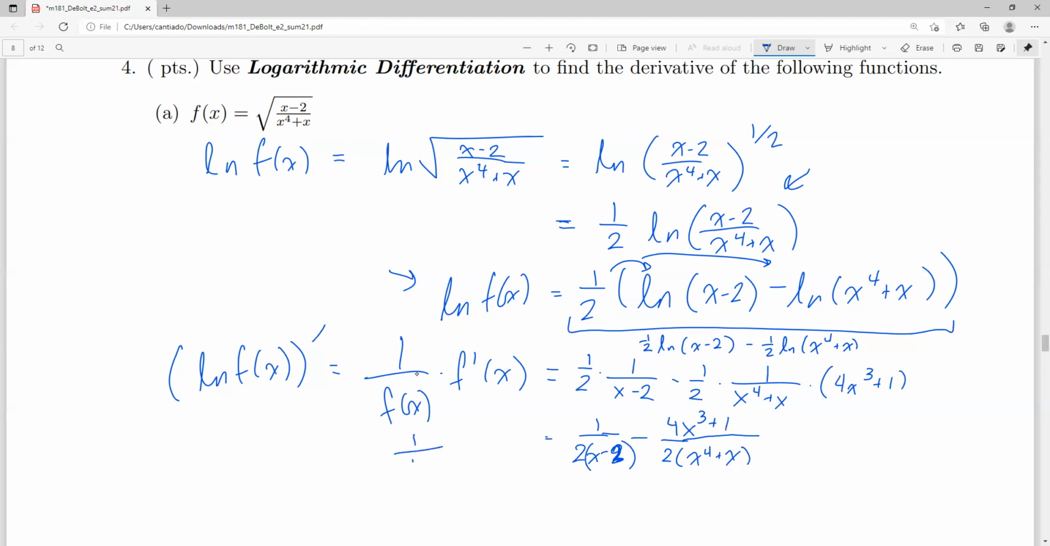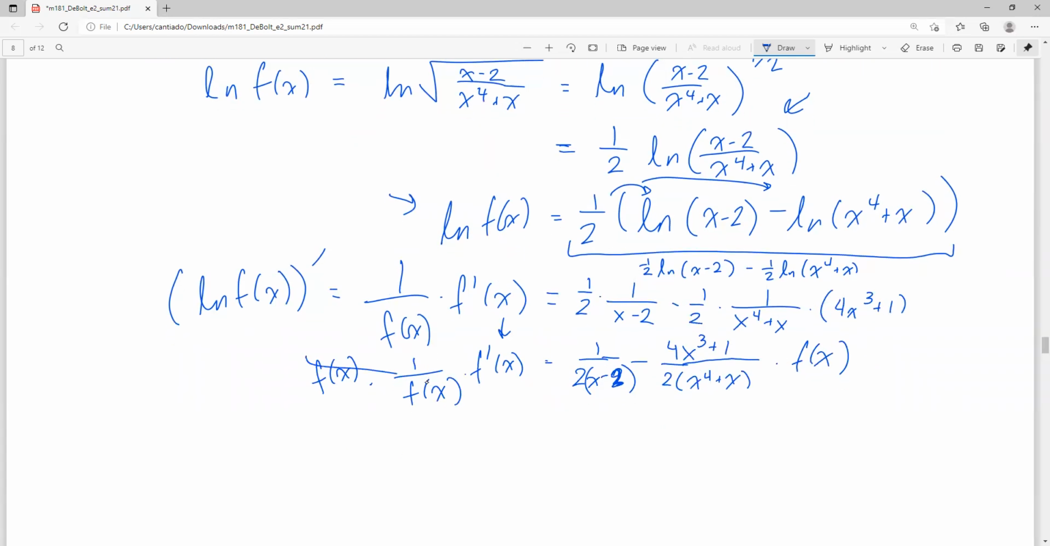Now what we have here is 1 over f of x times f prime of x on the left side, equal to the right side. We want to find what f prime of x is, so we multiply f of x on the left and f of x on the right. On the left, that cancels out these two things, so all we're left with is f prime of x, which is what we wanted to solve for in the beginning. So f prime of x is equal to 1 over 2 times x minus 2 minus 4x cubed plus 1 over 2 times x to the fourth plus x, this whole thing times f of x.